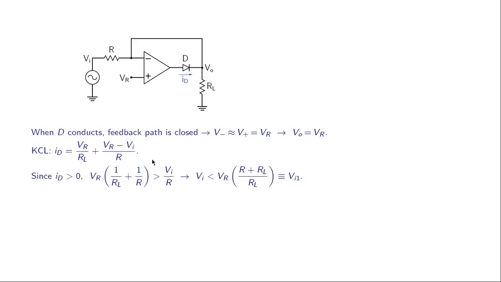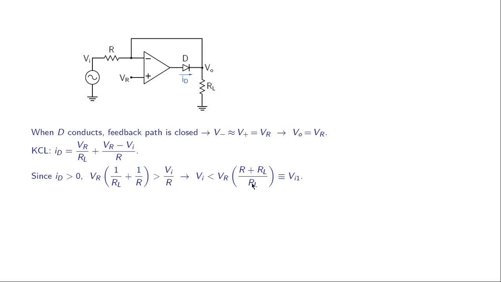Now the diode current ID can only be positive because the diode cannot conduct in the reverse direction. So therefore this quantity must be positive, and what that means is VR times 1 over RL plus 1 over R must be greater than Vi by R. In other words, Vi must be less than VR times R plus RL divided by RL. This factor is always greater than 1, and we will define this entire quantity as Vi1.